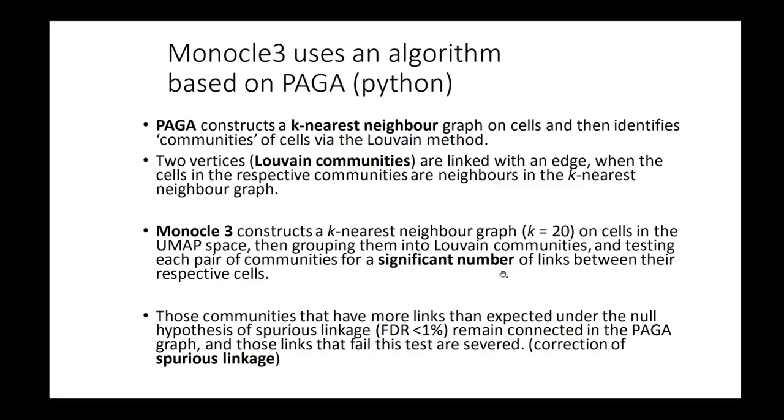By significant number of links, they actually generate a p-value, where they use a null hypothesis of what they call spurious linkage. This method then tells for each of the links how significant it is and whether the link should be removed or not. And this is how it works. For sure, since they test so many links, they have to apply a multiple testing correction, and therefore they use an FDR. They would use an FDR lower than 0.01 to decide if the link should remain in the final graph. And the final graph is then what is reported.